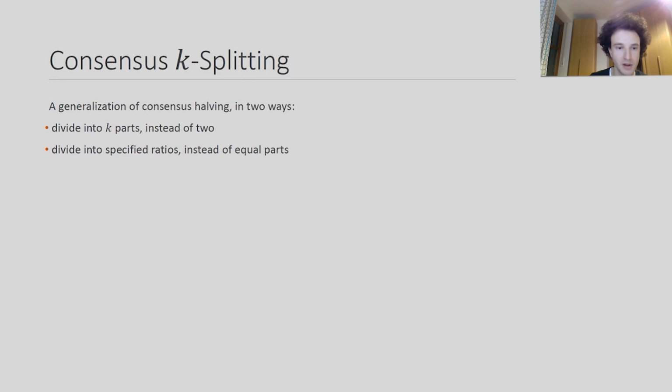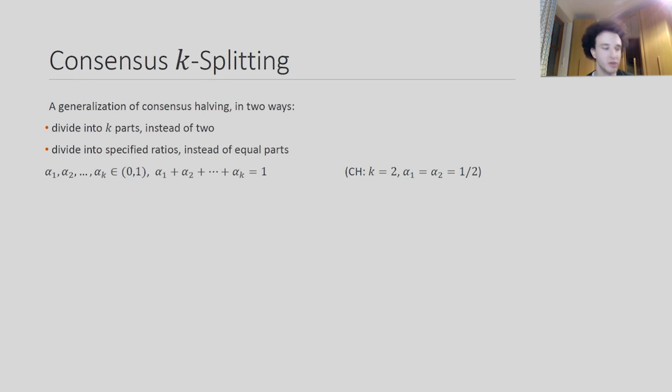That's a different problem. The way you can think of this is that you're given ratios alpha 1 to alpha k that sum up to 1, and you want to divide the resource into k parts so that all the agents agree that the first part has value alpha 1, the second part has value alpha 2, etc. And consensus halving corresponds to the special case where k is equal to 2 and alpha 1 and alpha 2 are both equal to 1/2. So we consider this problem for additive valuations, again, the simpler case.